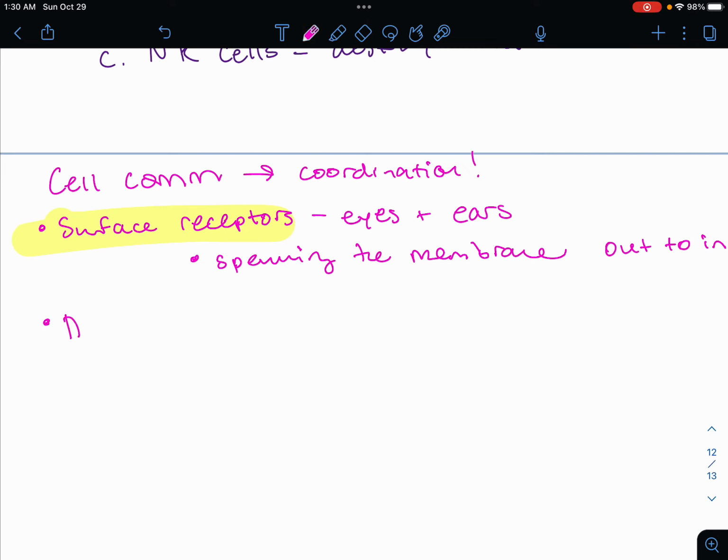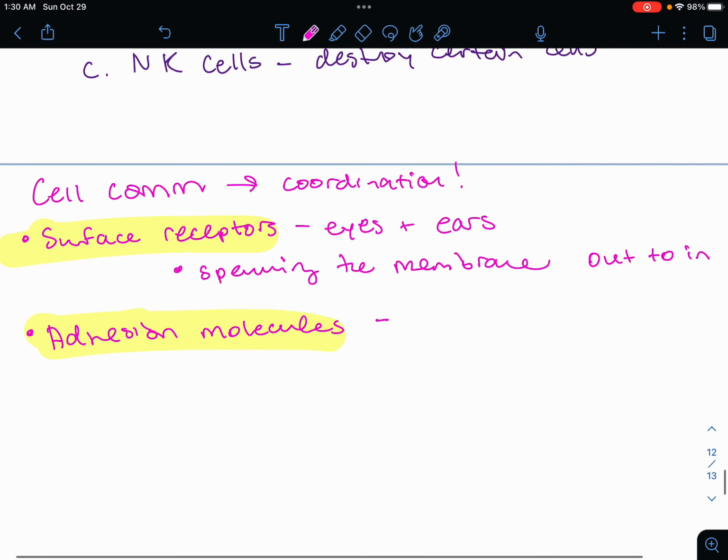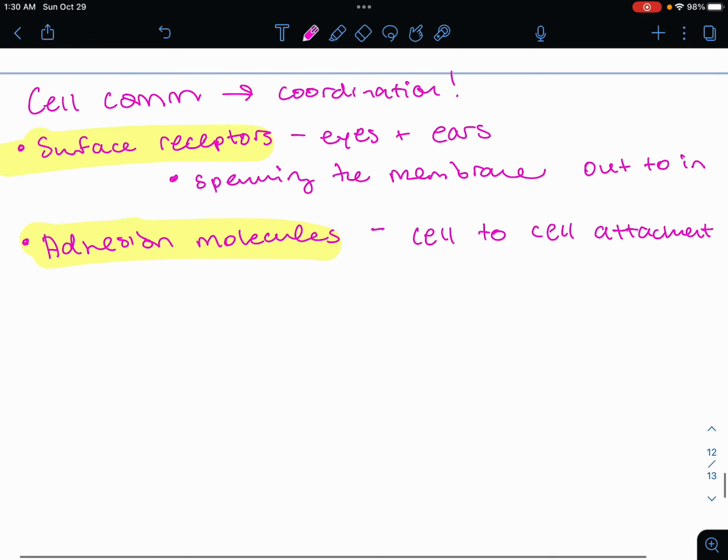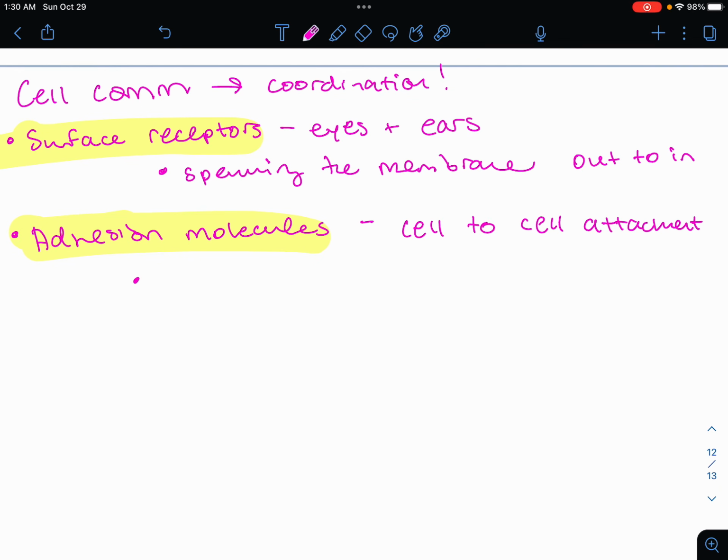We also have the adhesion molecules. These are going to allow cell to cell attachment. So blood, for example, blood vessel endothelial cells, they could actually make these adhesion molecules to bind to the phagocytic cells.